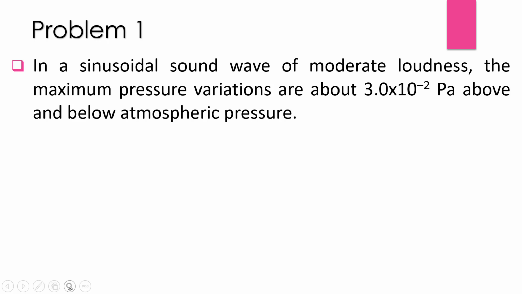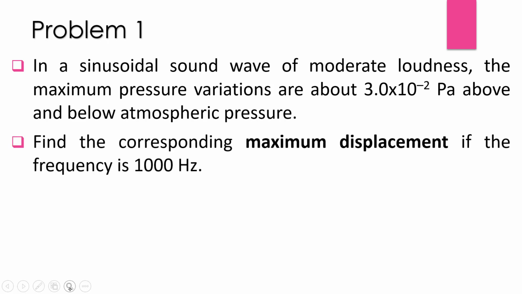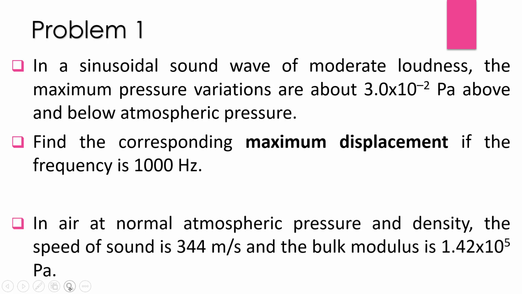Problem 1. In a sinusoidal sound wave of moderate loudness, the maximum pressure variations are about 3.0 times 10 to the minus 2 pascals above and below atmospheric pressure. Question is, find the corresponding maximum displacement if the frequency is about 1000 hertz. We have to take note that at normal atmospheric pressure, the speed of sound in air is 344 meters per second and the bulk modulus is around 1.42 times 10 to the 5 pascals.